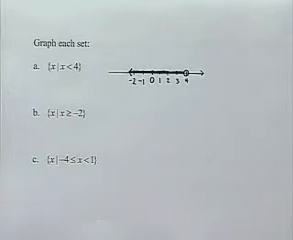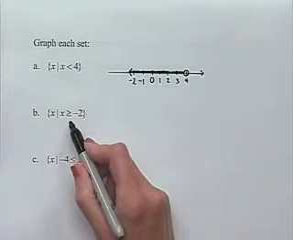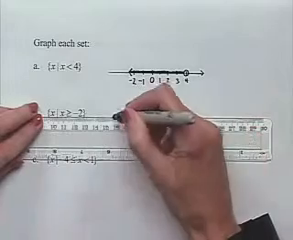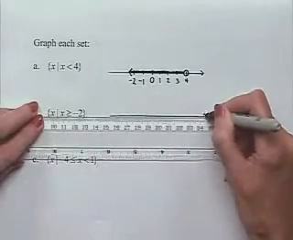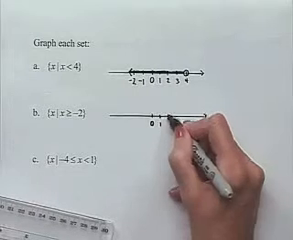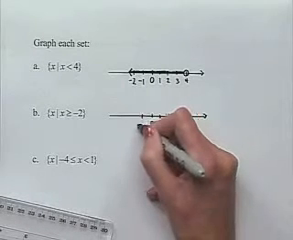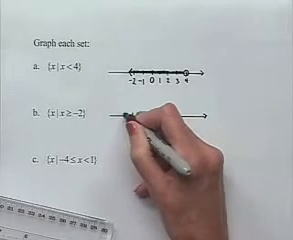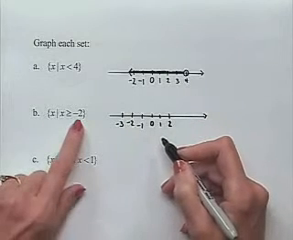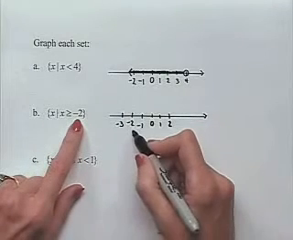Let's go to our second example. The set of all x such that x is greater than or equal to negative 2. Once more, let's draw a number line. We'll label values 0, 1, 2. Moving to the left, negative 1, negative 2, negative 3. The border is going to be at the value of negative 2. We'll start at negative 2.